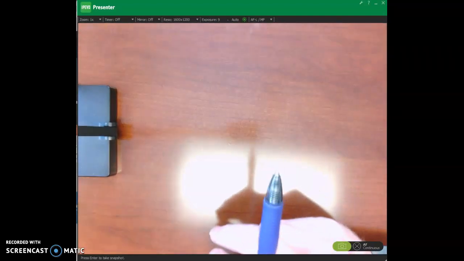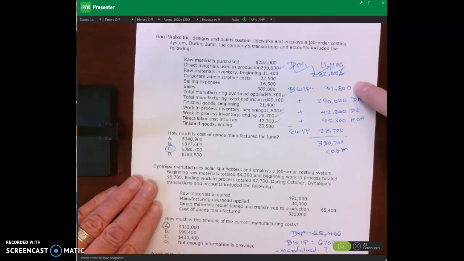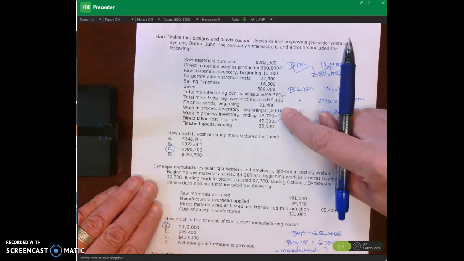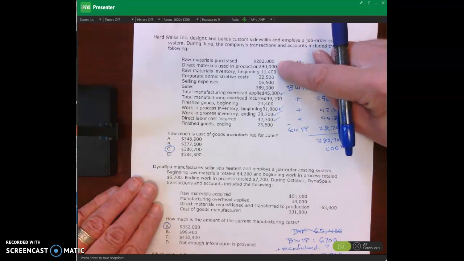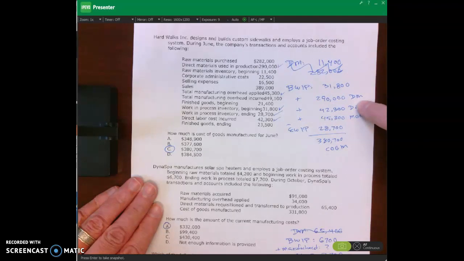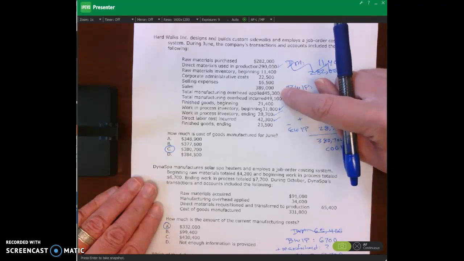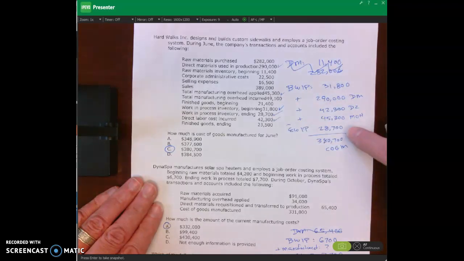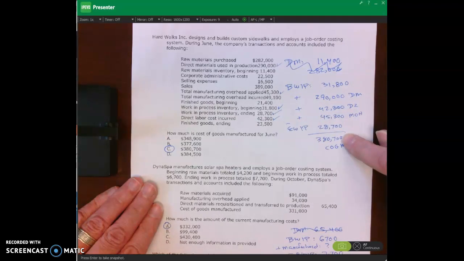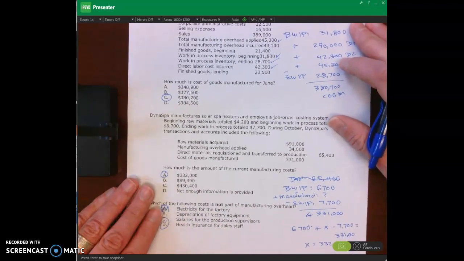On our next problem, we're again asked to calculate cost of goods manufactured. So we have our beginning work in process, which is given to us, plus our direct materials used in production, which is told to us right there, plus our direct labor of 42,300, plus our manufacturing overhead applied, remember I always said to use applied, 45,300, minus our ending work in process of 28,700, gives us our cost of goods manufactured of 380,700 right there. Okay, so now let's look at the next problem.